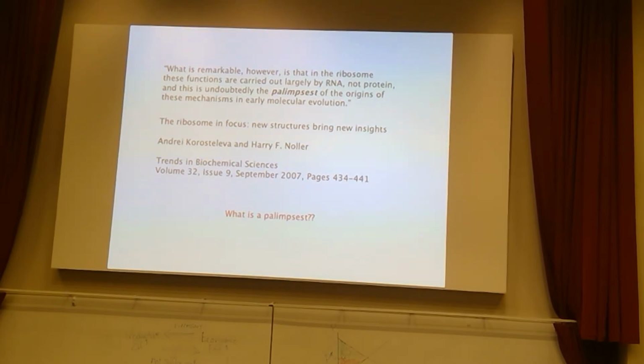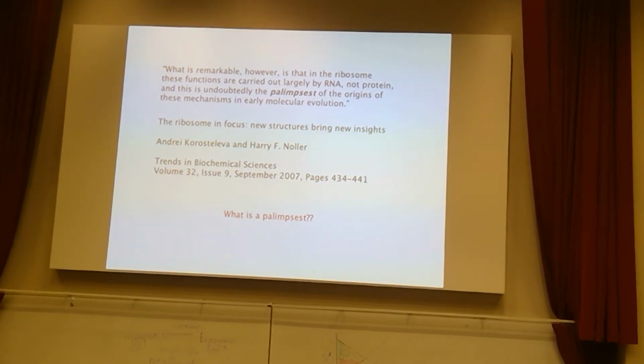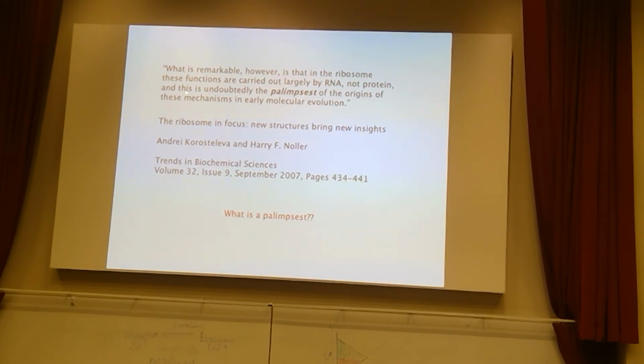So here's a really fascinating quote from one of the scientists who helped understand ribosome structure. He said, "What is remarkable, however, is that in the ribosome, these functions are carried out largely by RNA, not protein, and this is undoubtedly the palimpsest of the origins of these mechanisms in early molecular evolution." So what is a palimpsest? Does anybody know?